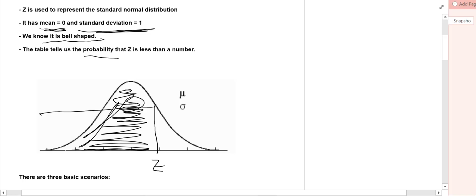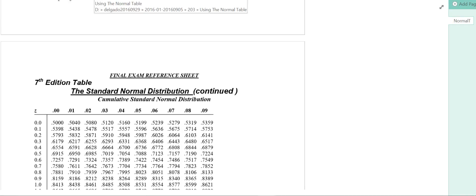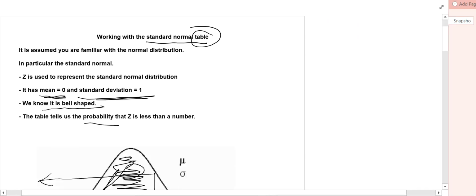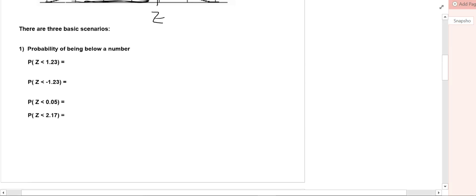But again, we do not have to calculate the area. We are going to be working with a table. Okay? Again, here's what the table looks like. We're going to be working with that. Now again, the only thing we need to keep in mind is exactly what the table is going to be telling us. So there are three basic scenarios that we're going to work with. And if you understand these three scenarios, you should be able to work any particular problem.